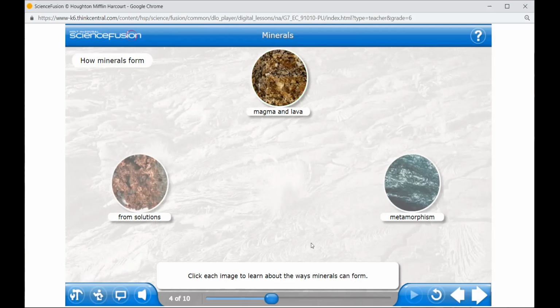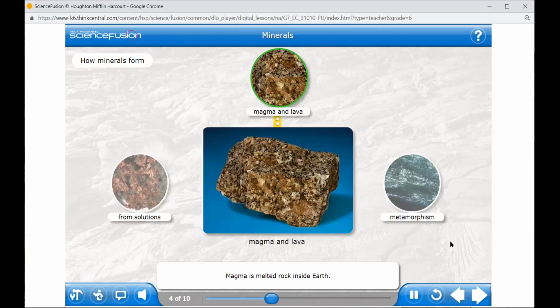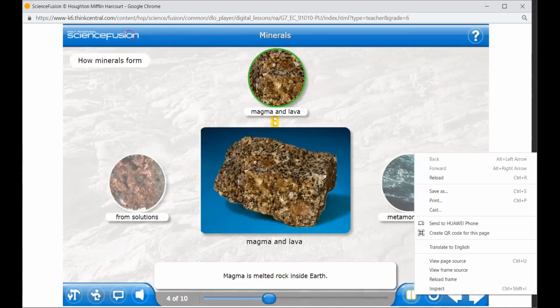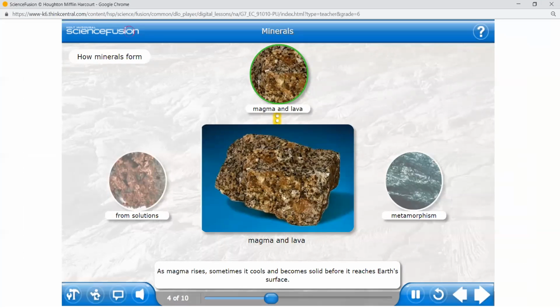Magma is melted rock inside Earth. As magma rises, sometimes it cools and becomes solid before it reaches Earth's surface. When magma cools, mineral crystals form. The minerals in the granite rock shown here formed in this way. Sometimes magma reaches Earth's surface before it cools and is called lava. Minerals can also form when lava cools.